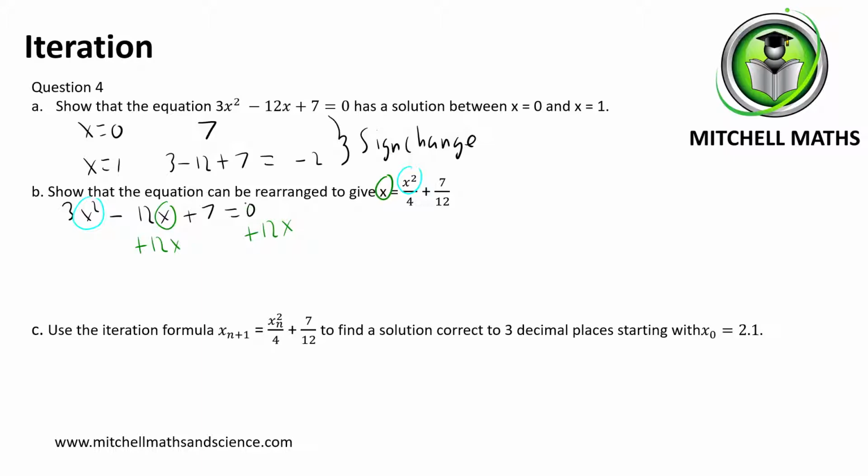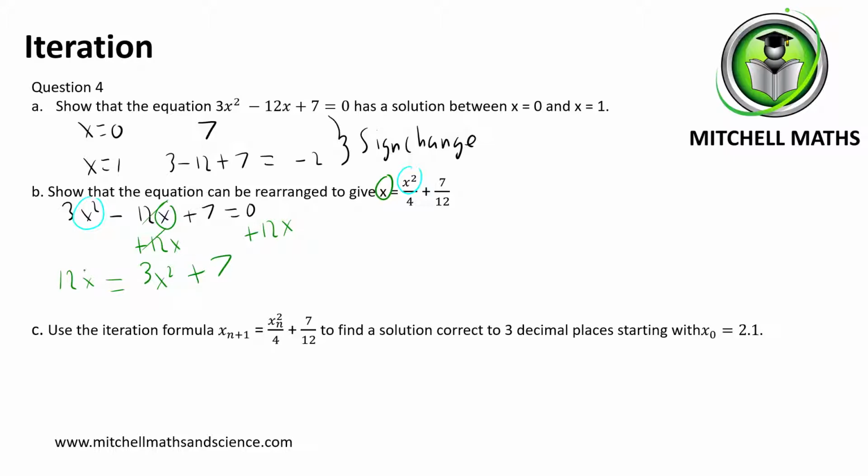I'm probably going to write this side down first. So 0 plus 12x is 12x, because remember it doesn't matter which way round you write the equals. When it's equals, you can write it either way around. So I've got 12x on this side, because equals is the same as, and I'll have 3x squared. The 12x's cancel out on that side, and I've got plus 7.